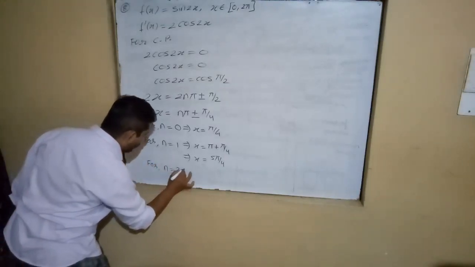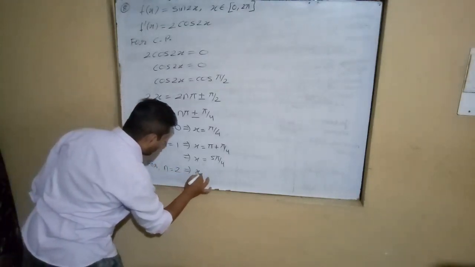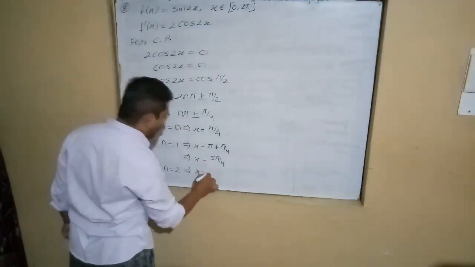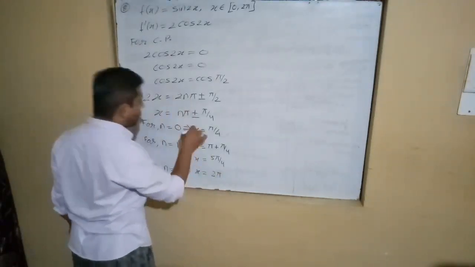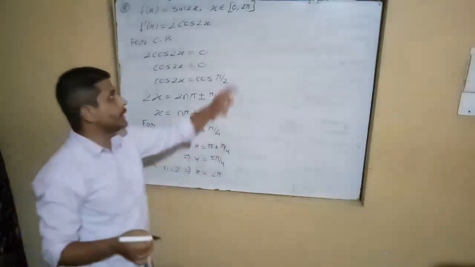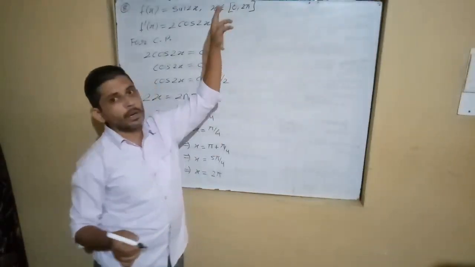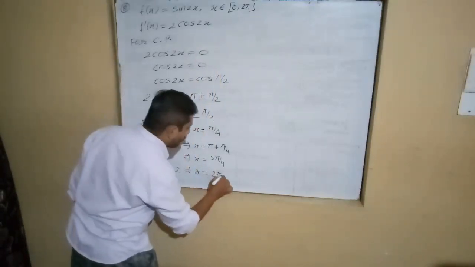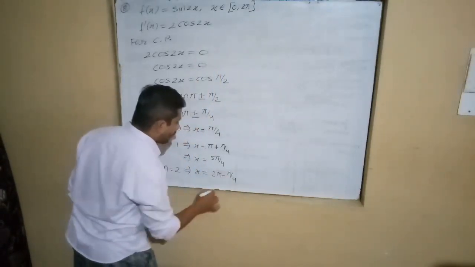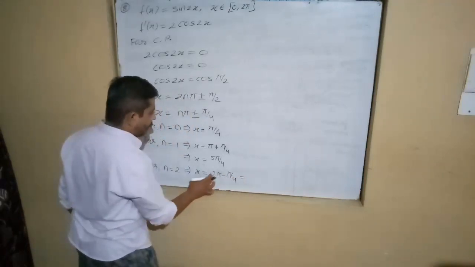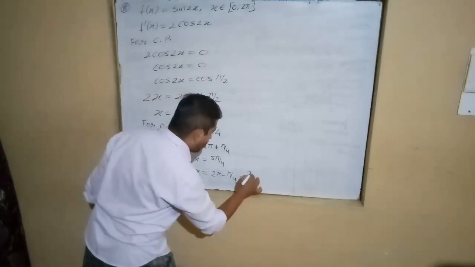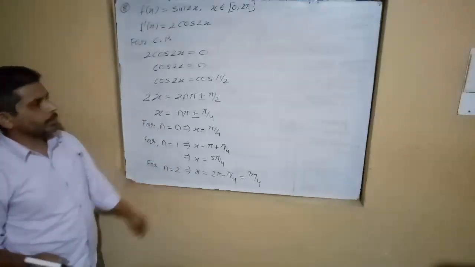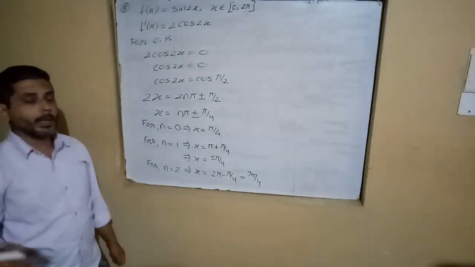Then for n is equal to 2, what will x come? When we put 2 here, it becomes 2 pi. Now look carefully, if you add pi by 4 to 2 pi, it is more than 2 pi, which means it is not in our interval. So we take now the negative sign, 2 pi minus pi by 4. So what will come? 7 pi by 4. So on we can take, but these three values are enough to check maximum and minimum value.